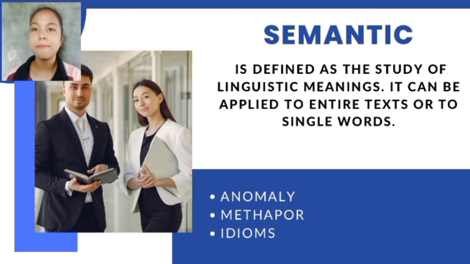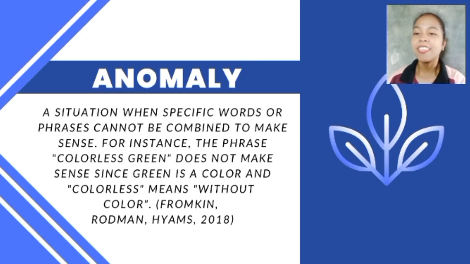There are three types of semantics: the anomaly, metaphor, and idioms. The first type of semantics is anomaly, a situation when specific words or phrases cannot be combined to make sense. For instance, the phrase colorless green does not make sense since green is a color and colorless means without color, by Fromkin, Rodman, and Hyams, 2018.